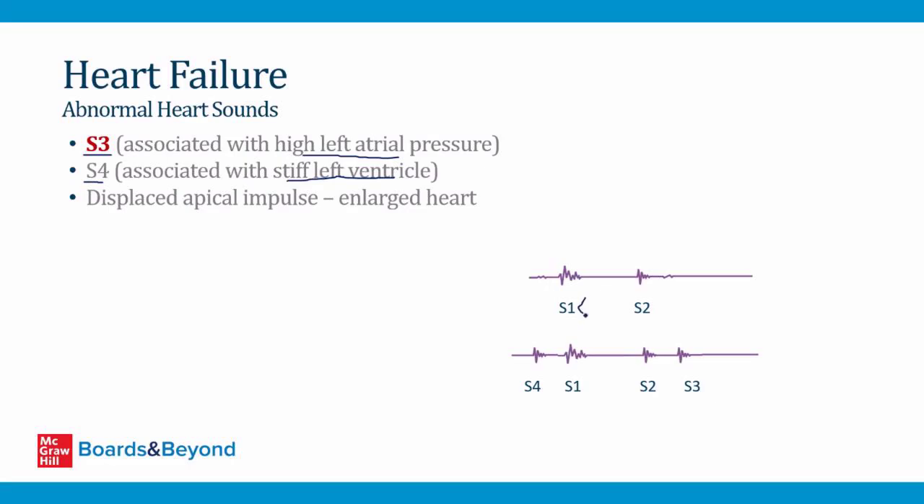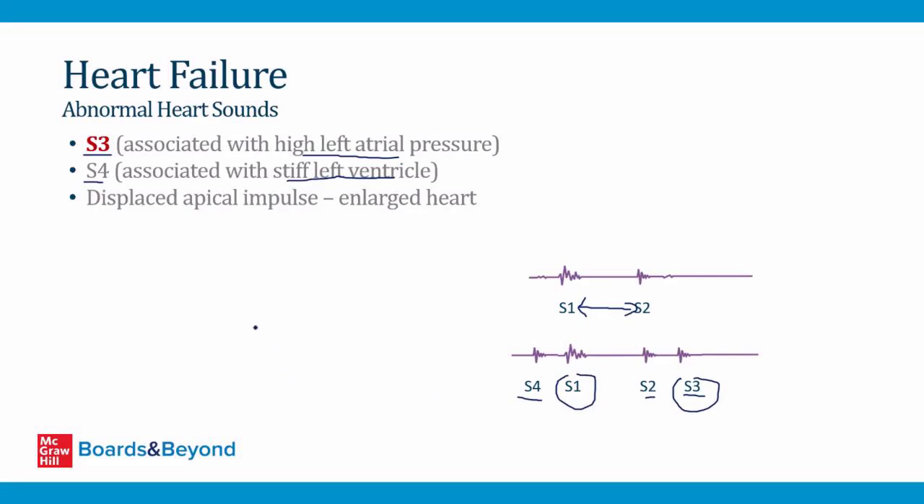So remember that systole occurs between the two normal heart sounds, S1 and S2. The S3 is a diastolic heart sound. It occurs early in diastole, just after S2. The S4 is a late diastolic heart sound. It occurs late in diastole, just before the next S1.